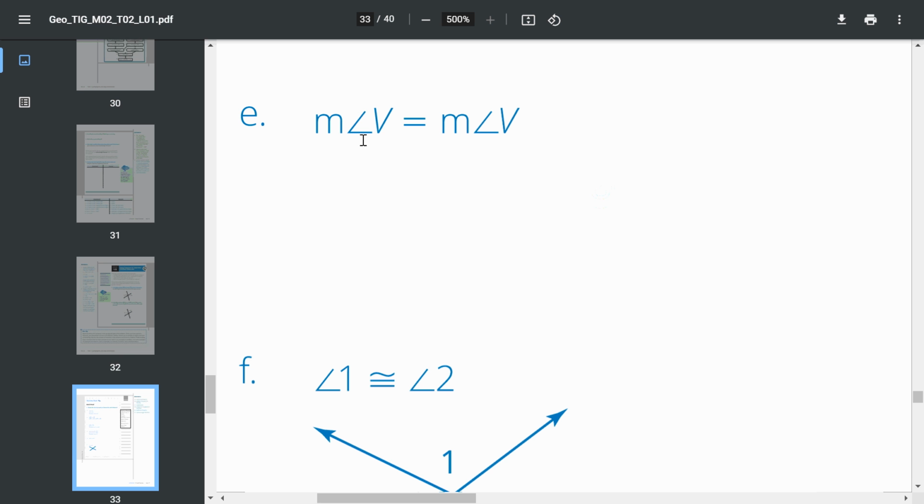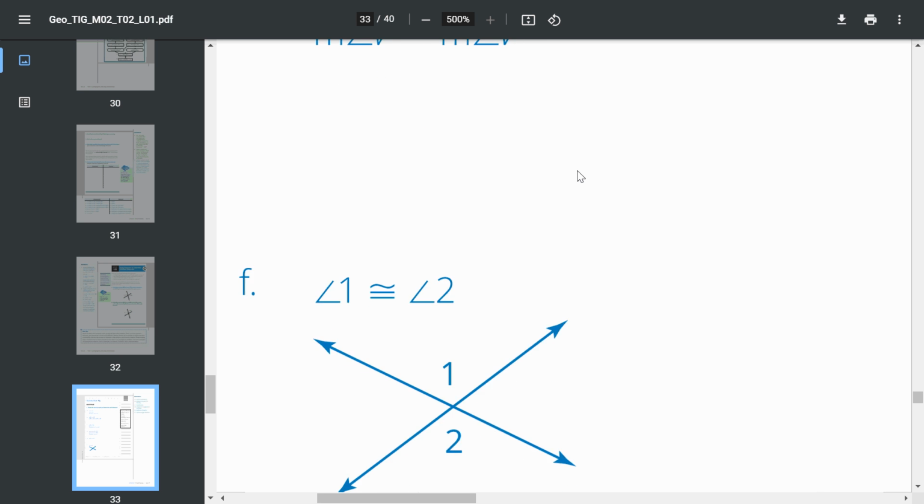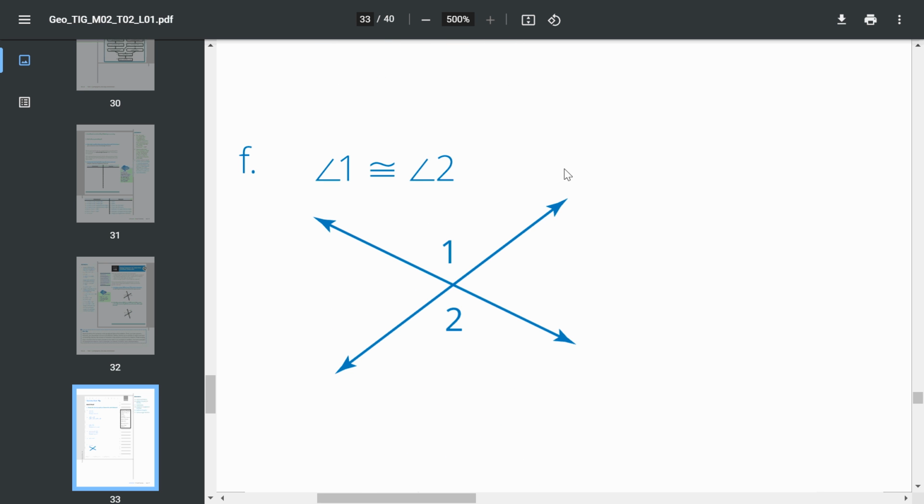E, we have the measure of angle V equaling the measure of angle V. They are the same thing, therefore we have the reflexive property. And lastly, part F, from the diagram, I see that angle 1 is congruent to angle 2, and that's due to the vertical angle theorem.